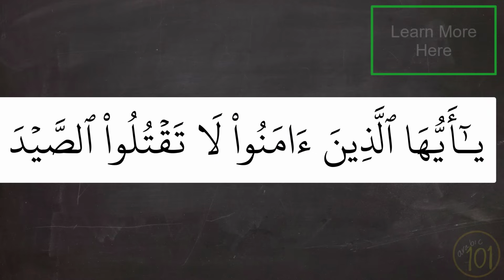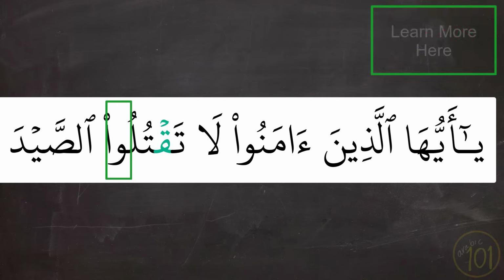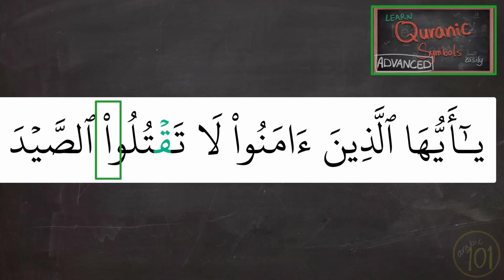Next is the word تقتلوا, and in this word we see قلقلة, because قاف in this case has sukun, so it has to receive قلقلة, and we say تقتلوا, not تقتلوا. That is not correct. And since the word تقتلوا ends with an alif which has this circle sign, which means that this alif will be ignored and it will not be pronounced.